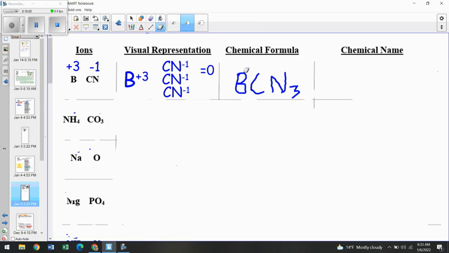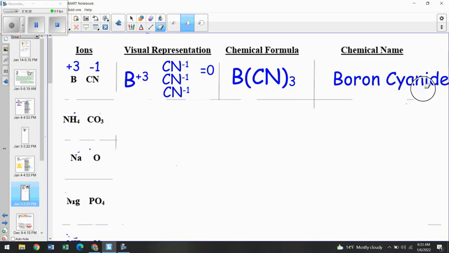So here's what you need to do. You need to use those parentheses, ultimately giving you this formula right here: B(CN)3, just like this. Now, what do we call this? Well, we just write the positive ion's name like normal. So that's just boron. And then, if it's a polyatomic ion, we don't have to worry about chopping off the end and doing all that. We just write exactly what the polyatomic ion sheet, that blue sheet, says. So it says CN is called cyanide, so that's exactly what we're going to write, cyanide. And call it a day there.